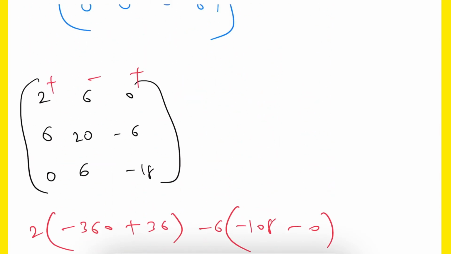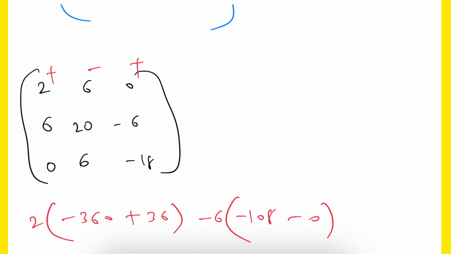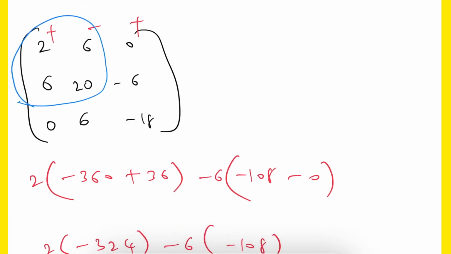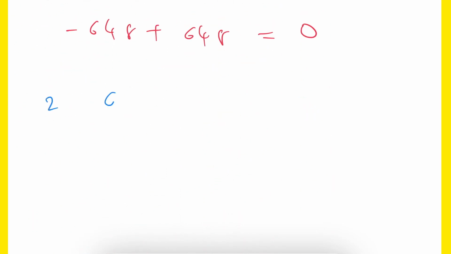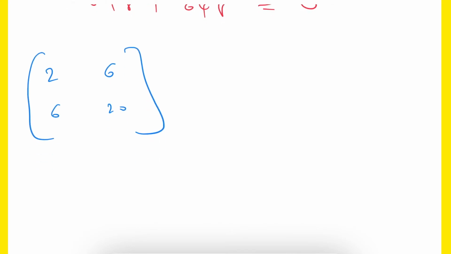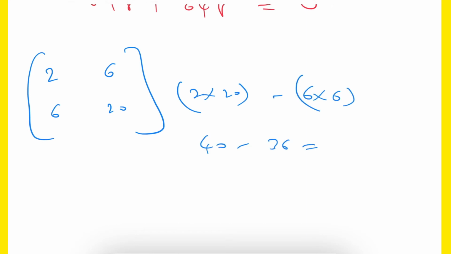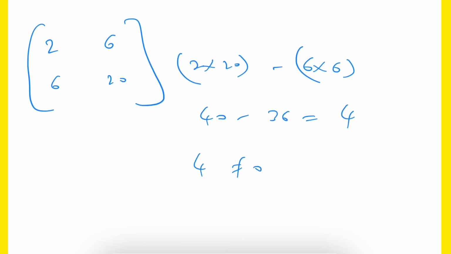Then let me take the submatrix of this. For that I will take these 4 elements, 2, 6, 6, 20. Now if you find out the determinant for this, 2 times 20 minus 6 times 6, 2 times 20, 40, minus 6, 6 is 36, 40 minus 36, 4. This 4 is not equal to 0. Here the determinant is not equal to 0. Then the rank of the matrix A is equal to the number of rows. Here 2 rows are there, so 2 it will be.